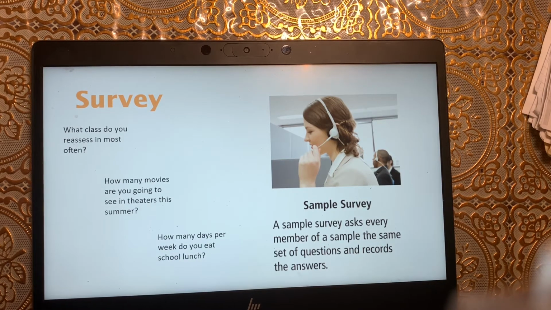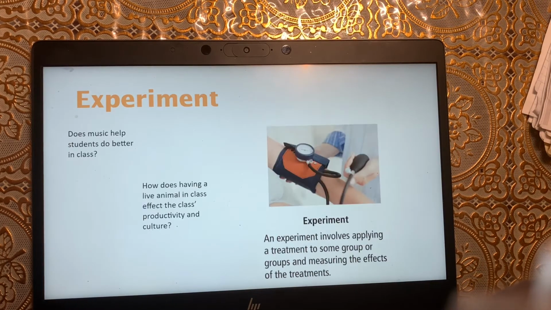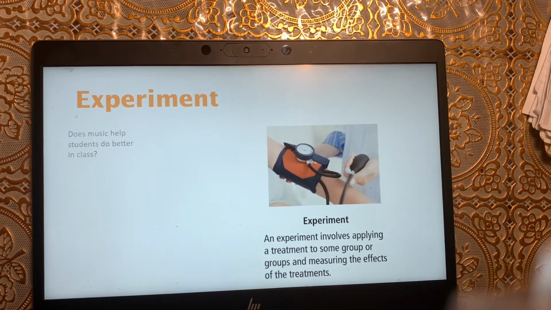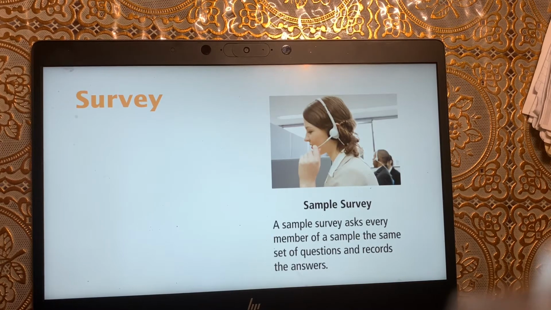Okay, these are the main statistical study types, as you remember. The first one was observational, by observing and recording what you observed. The other one is experiment, performing an experiment. The third one is sample survey.